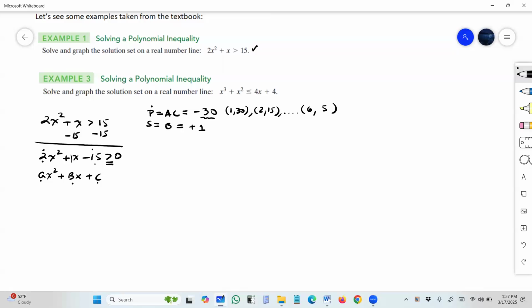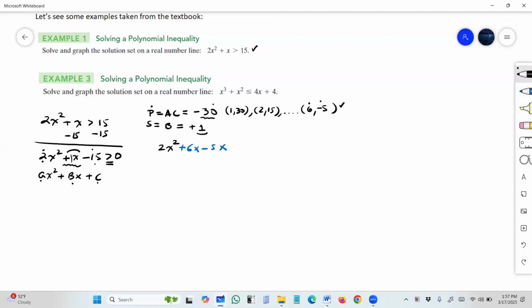The product is 30, but if I want the sum to be positive 1, one of these two values has to be negative. So now 6 and negative 5, I have a product of negative 30 and a sum of positive 1. So this is my correct pair. Once I find the correct pair, I have to rewrite the middle term of the polynomial. So in 2x squared, instead of writing 1x, I am going to write plus 6x minus 5x. I haven't changed anything, right?